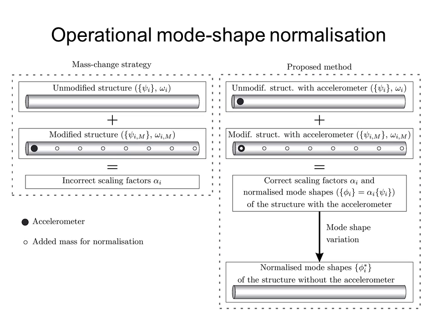The mass change strategy is performed on the structure with the accelerometer. The added mass is well distributed over the modified structure. Therefore, the mode shapes of the unmodified and the modified structure do not differ significantly. Consequently, the scaling factors are correct and the mode shapes of the structure with the accelerometer can be normalized. Then the variation of the mode shapes due to the added mass of the accelerometer needs to be determined, and the normalized mode shapes of the structure itself without the accelerometer can be obtained.